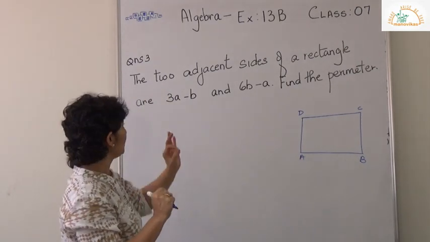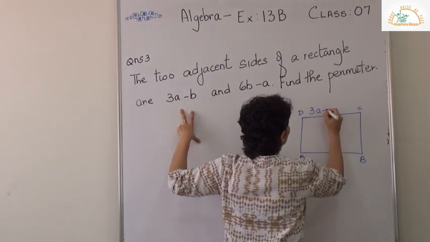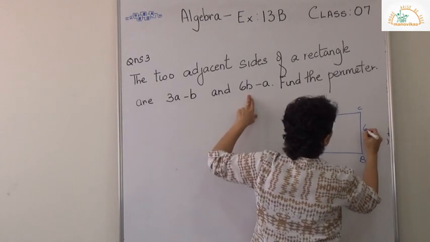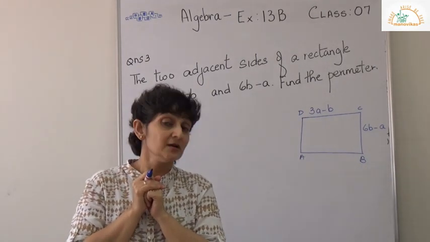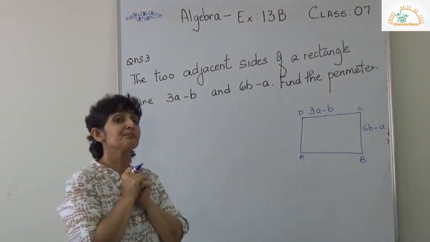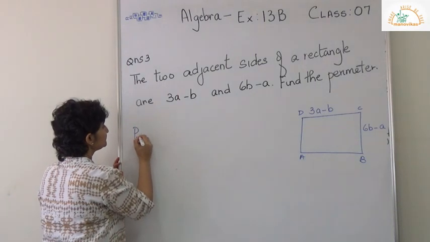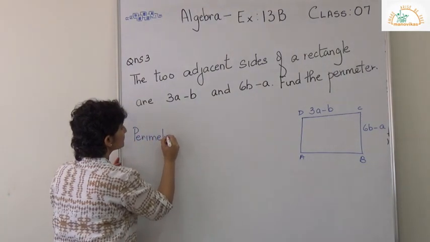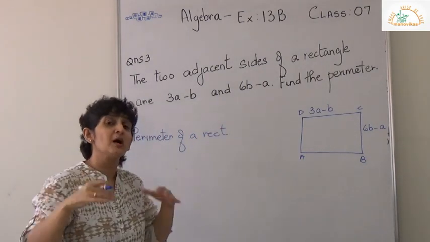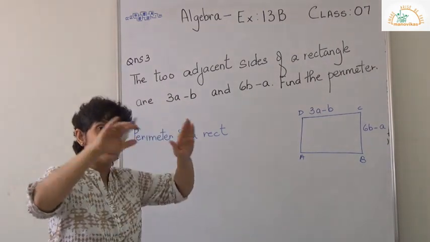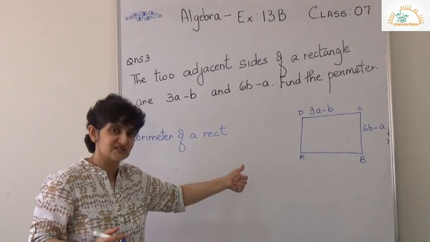Two adjacent sides of a rectangle are 3a minus b, so let's take this as 3a minus b, and 6b minus a. You need to find the perimeter. Children, do you remember what perimeter means? Try to recollect. Yes. What do you mean by perimeter? Perimeter of a rectangle, or say when you talk about perimeter, the perimeter means the sum of all sides. So here in a rectangle, it is a sum of 4 sides, right?